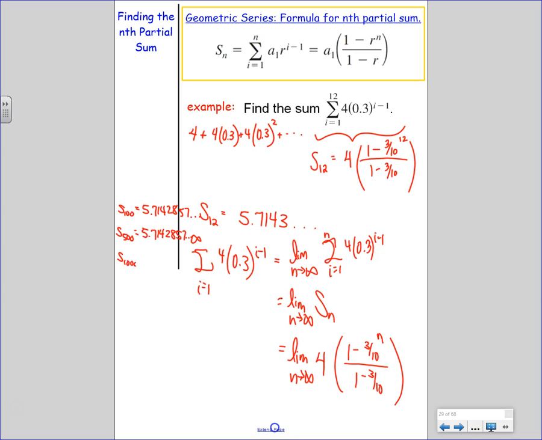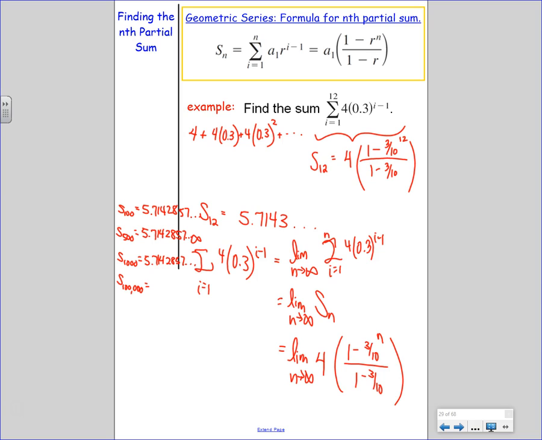S of 1,000, Jack. How about S of 100,000? John, still thinking? Okay. What do you guys think it's going to look like? How is that possible? The decimal keeps getting smaller and smaller as you keep raising it to higher and higher powers.